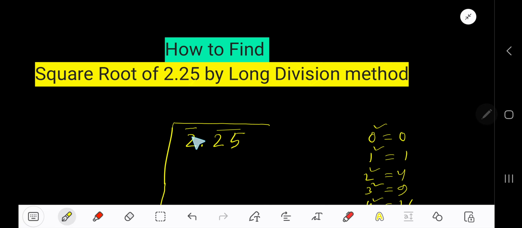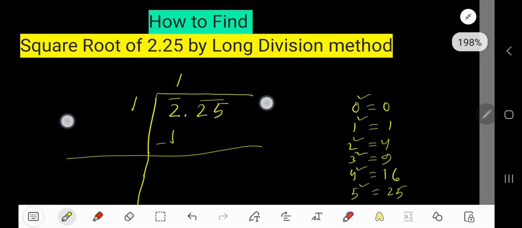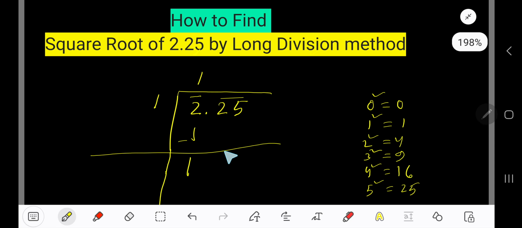Now consider this pair and take a number whose square is equal to 2 or nearest to 2. If you take 2, then 2 squared equals 4, which is greater than 2. So 1 will be correct. The same digit 1 will come to the quotient side also. 1 times 1 is 1. Subtract, and you get 1. Bring down this pair.